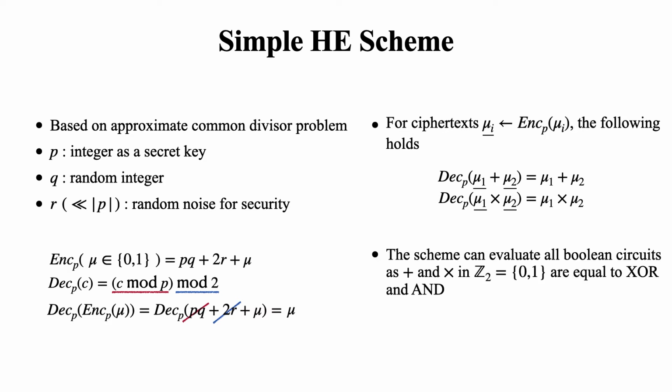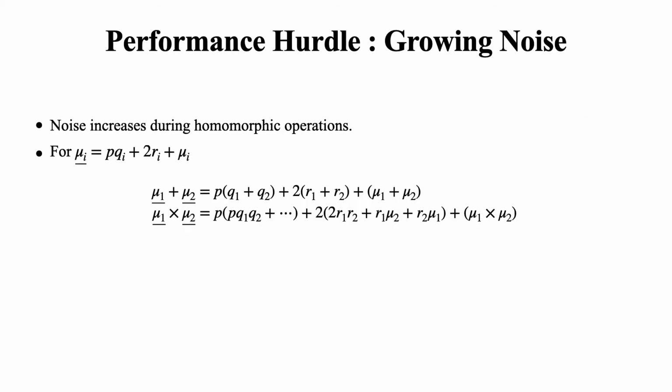We have to note that this scheme can homomorphically evaluate all Boolean circuits. It's because addition and multiplication operators are equal to exclusive OR and AND operators in the binary domain. It is well known that we can build all Boolean circuits using exclusive OR and AND gates. In this context, all HE applications are basically Boolean circuits.